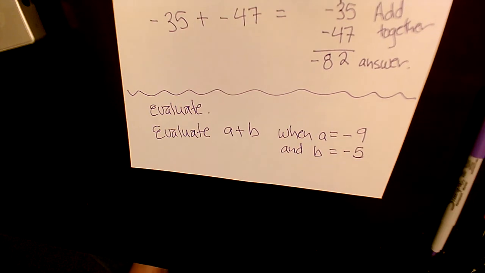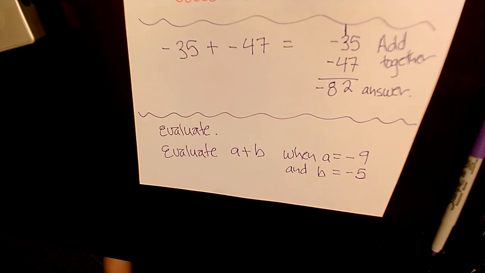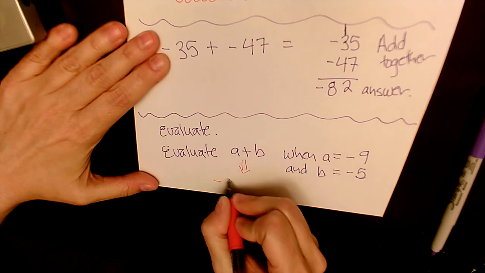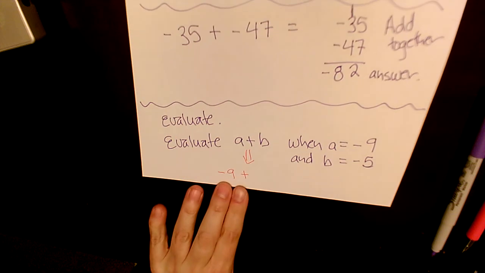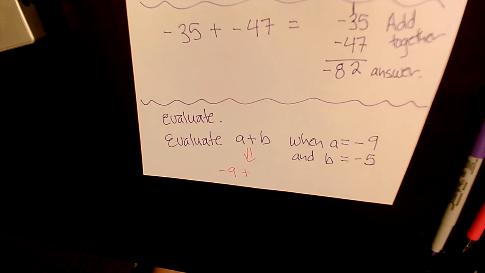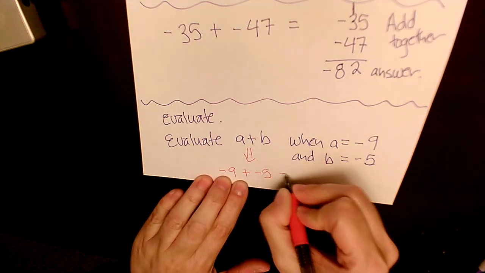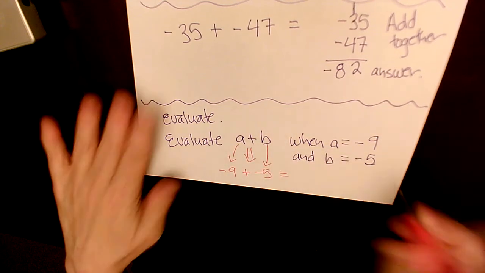Okay, so evaluate means just to plug in, right? So we're just going to plug in A is -9, so we're going to take away the A and pop in a -9. And like I said, you don't have to put in the parentheses if you don't want to. You can if you want. Do whatever works best for you. And then the B is -5. So I'm going to put a -5 in for the B.